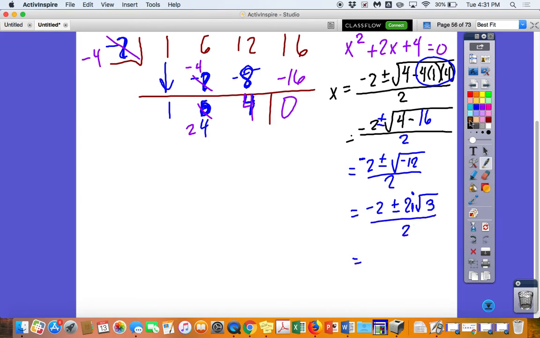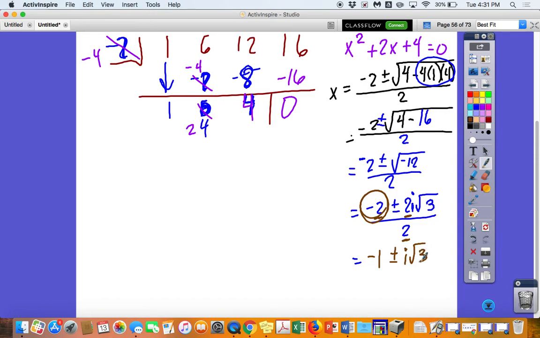You can reduce because all of these are the same. Remember, it has to be all 3 or nothing. Divide them all by 2. Now, you are mandated to have a value here. If the other 2 go to 1, it's okay. You can leave the ones out, but you have to have a 1 in the first spot. So negative 1 plus or minus i square root of 3.